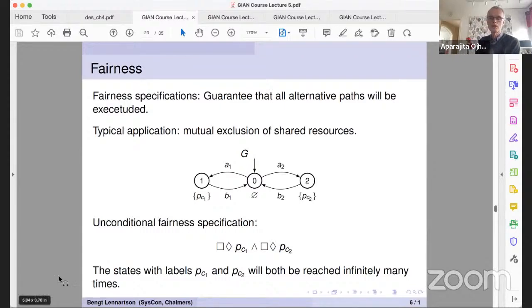And there are situations which are better expressed by temporal logic, but there are other situations where specifications are, I would say, much easier to specify by automata instead of temporal logic. So these two techniques complement each other.